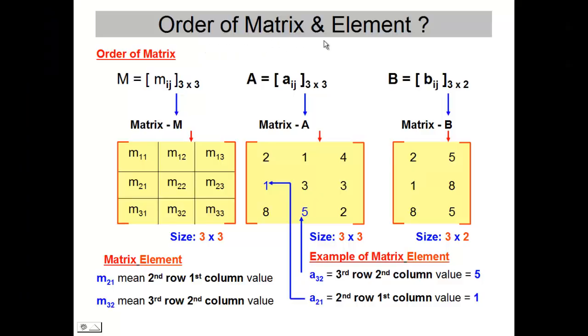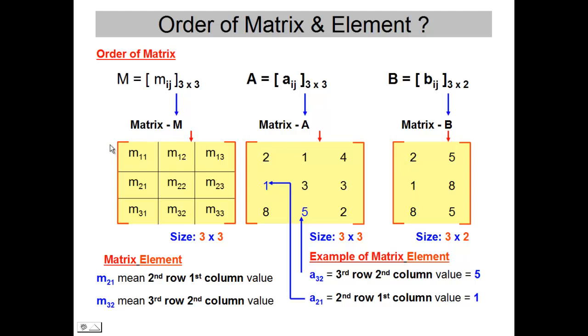Now order of matrix and matrix element. So in general way the matrix is represented as matrix M equals square brackets m of ij and size of matrix like 3 by 3. So matrix M is 3 by 3. Now next example is matrix A equals square brackets A of ij and 3 by 3. So matrix A is also 3 by 3 order. Now other example is matrix B. So size of matrix is 3 by 2.